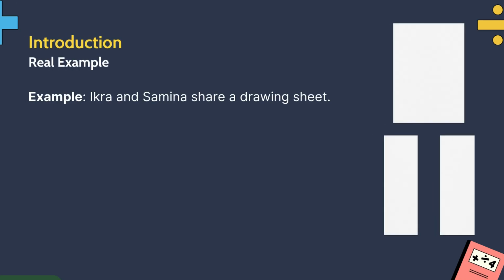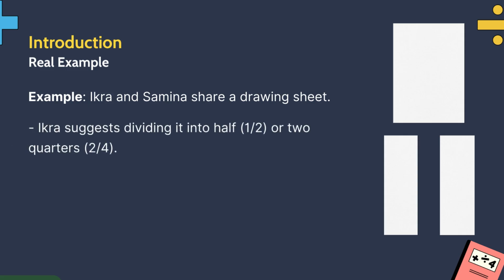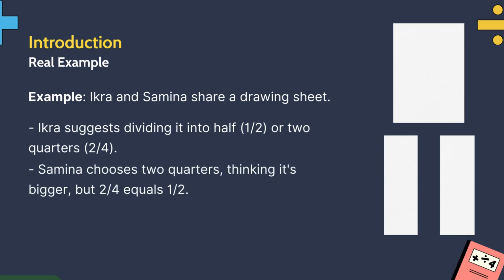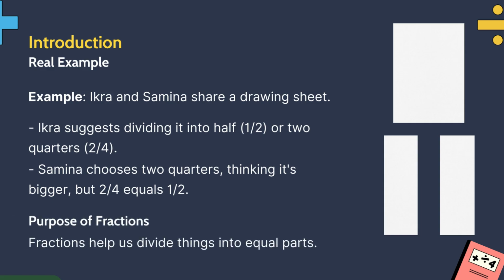For example, Ikra and Samina share a drawing sheet. Ikra suggests dividing it into a half, or 2/4. Samina chooses 2/4, thinking it's bigger, but 2/4 equals a half. This shows that fractions help us divide things into equal parts.